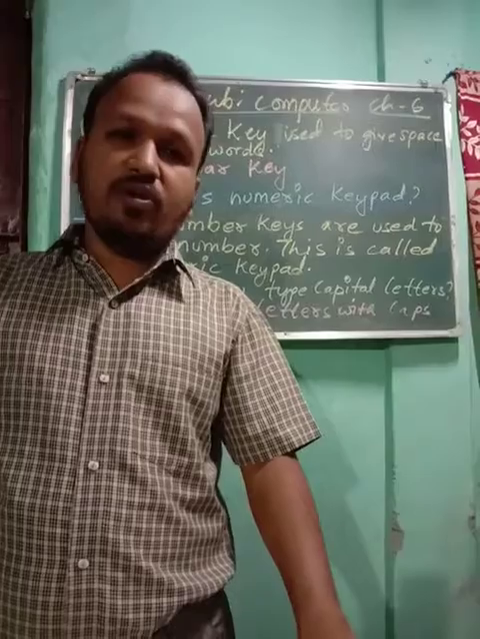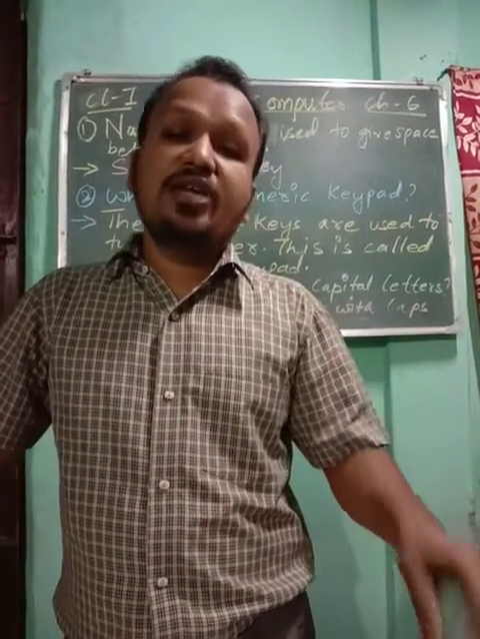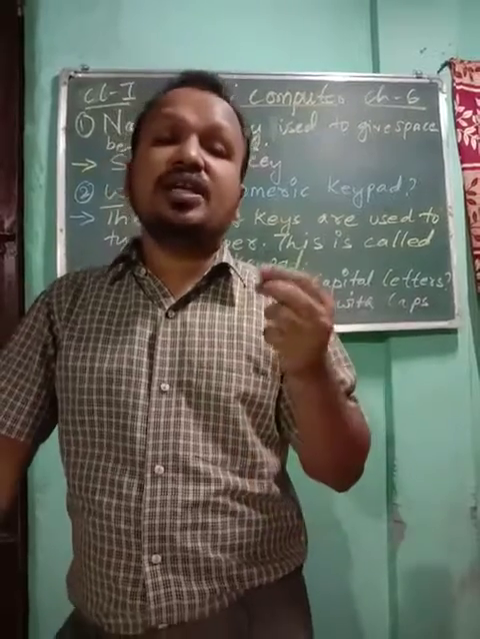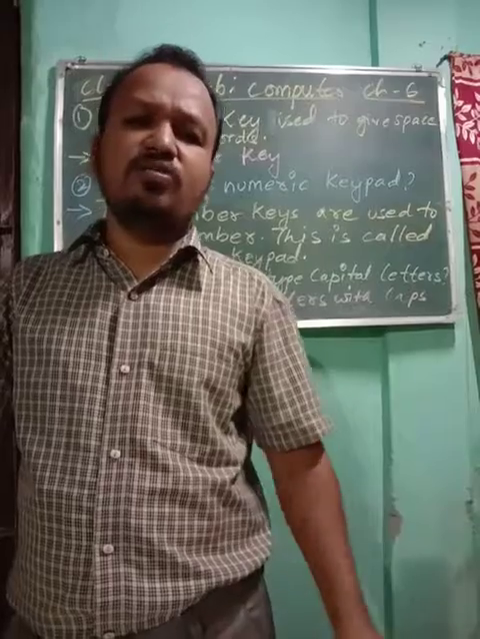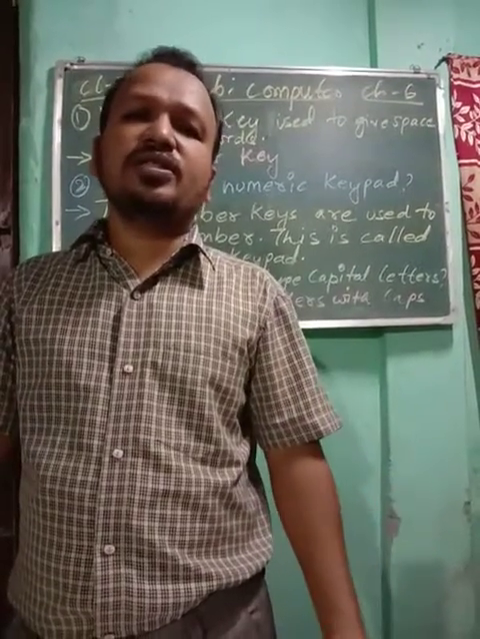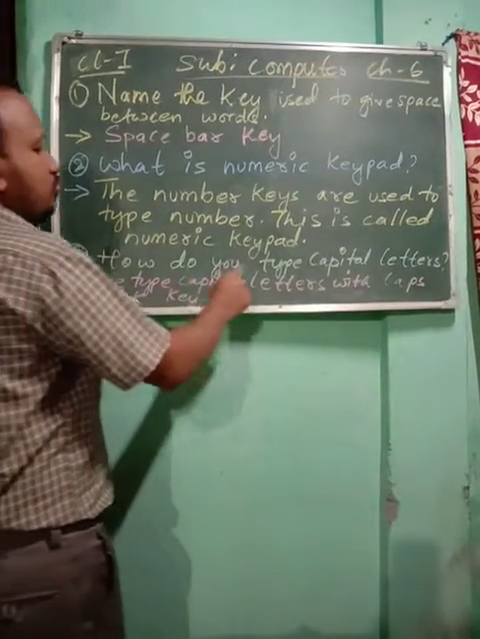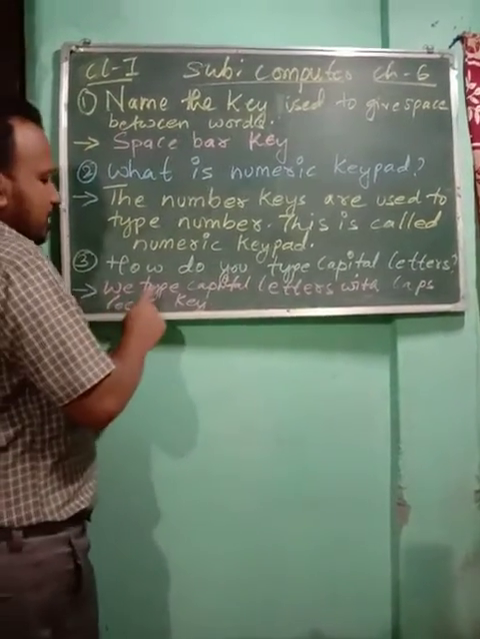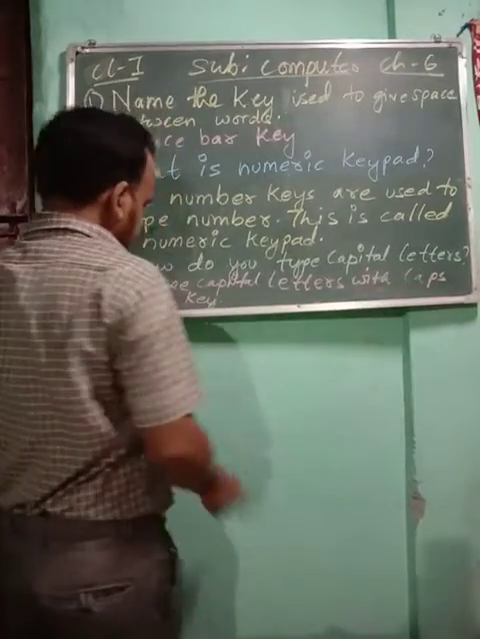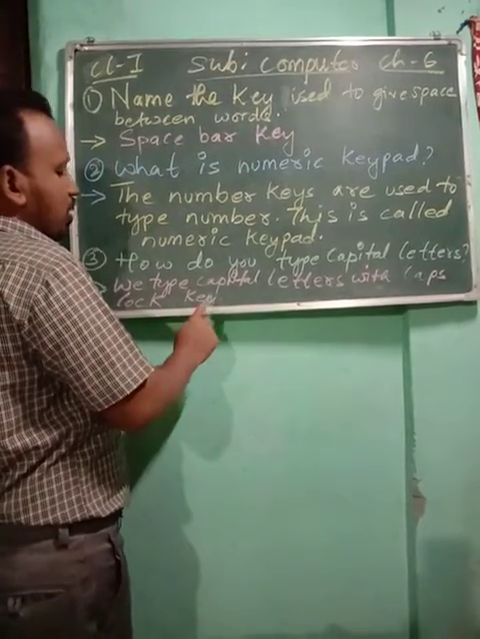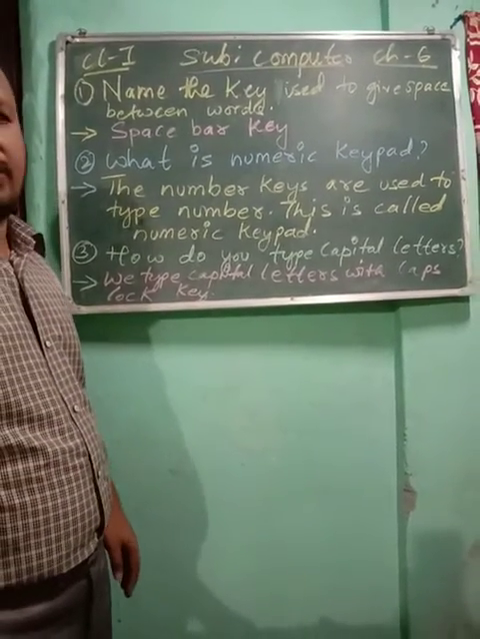When we press the Caps Lock key, on the right side of the keyboard the light will glow. When the light glows, it indicates that your Caps Lock is on, and whichever alphabet key you press will come on the monitor screen as a capital letter. So how do you type capital letters? We type capital letters with the Caps Lock key.